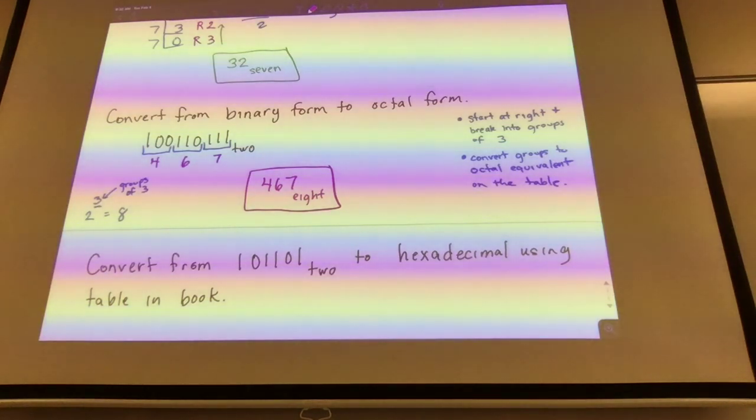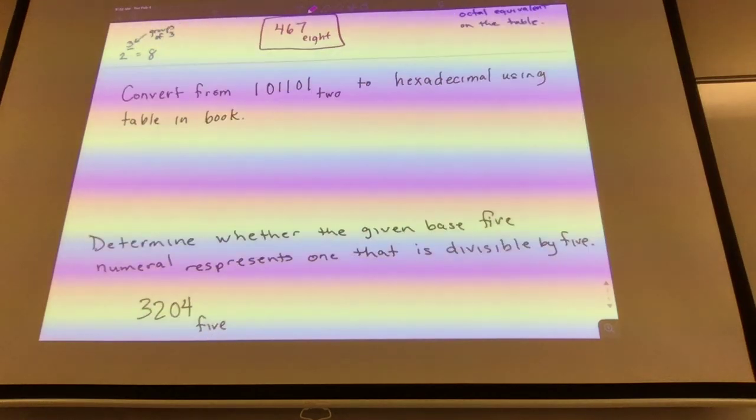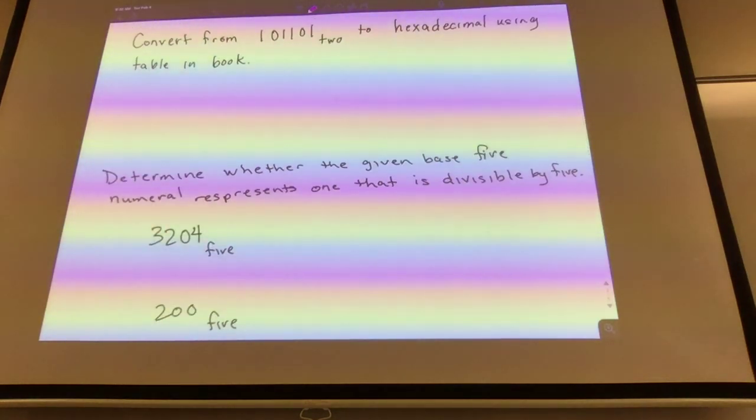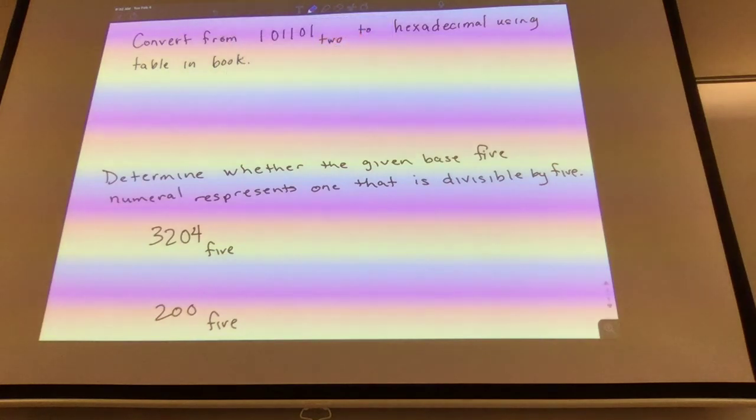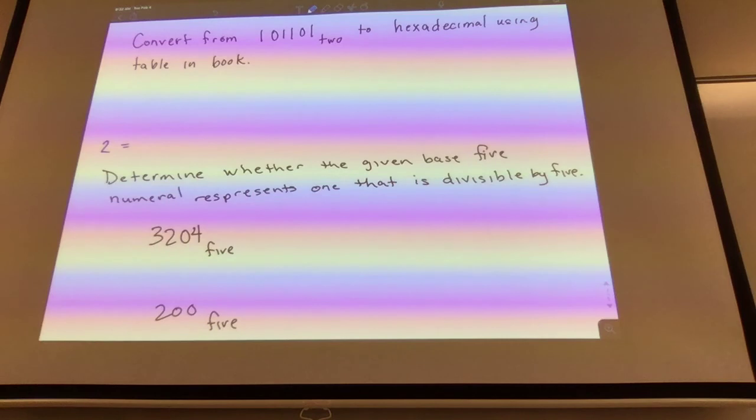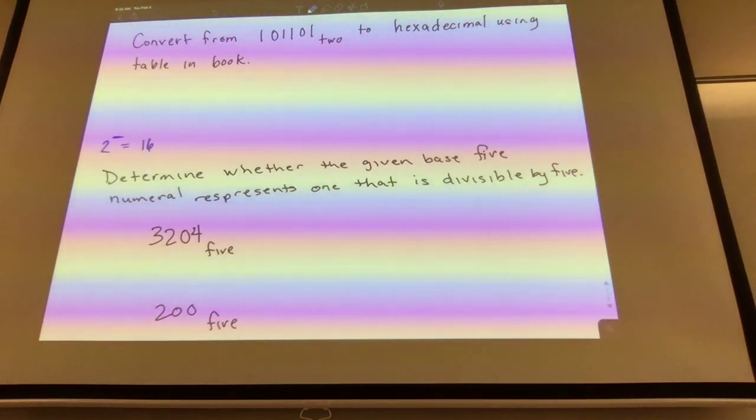So the next one, convert from base 2 to hexadecimal. If we're going from base 2 to hexadecimal, the first thing I need to figure out is what is my base? Base 2 to something, hexadecimal is 16. So base what? 2 to the power of what will give me that?